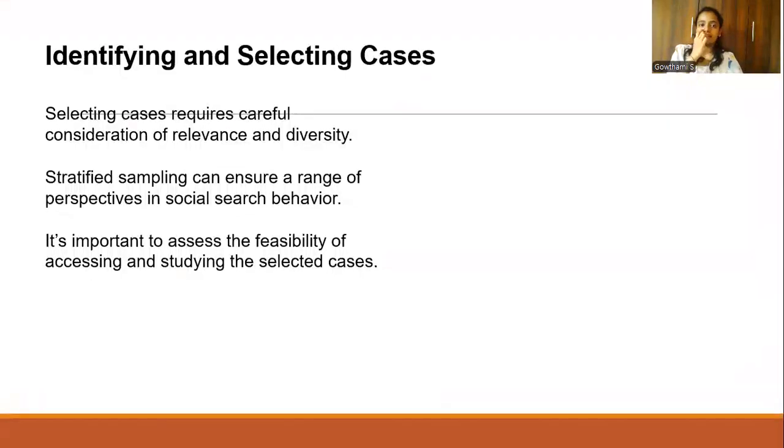Identifying and selecting the cases. This is also a very important step, because it is important for us to be more relevant and more specific while considering the requirements. Selecting the cases requires careful consideration of relevance and diversity. Stratified sampling can ensure a range of perspectives in social search behavior. It is important to assess the feasibility of accessing and studying the selected cases.